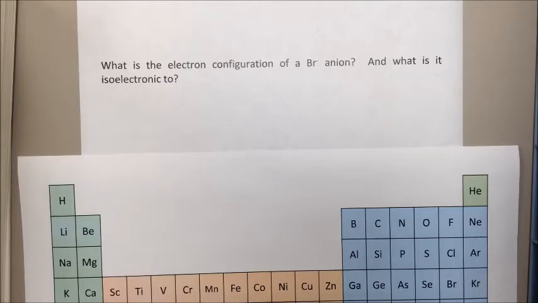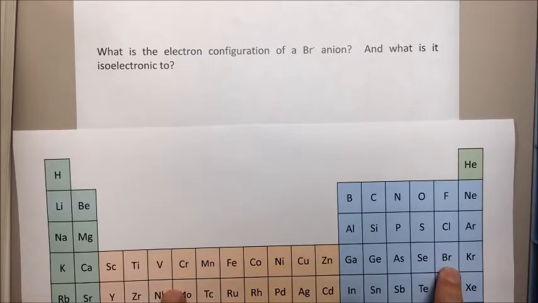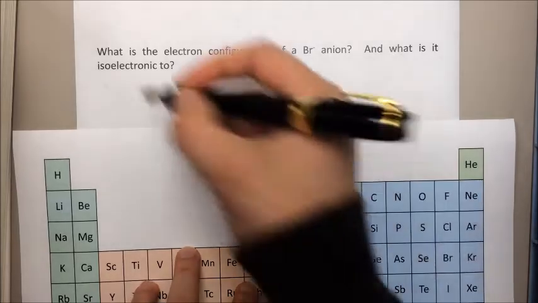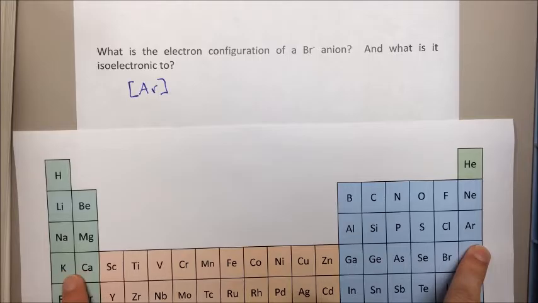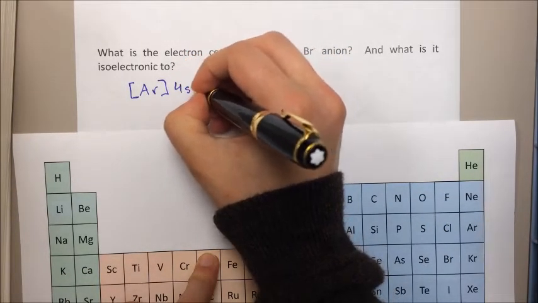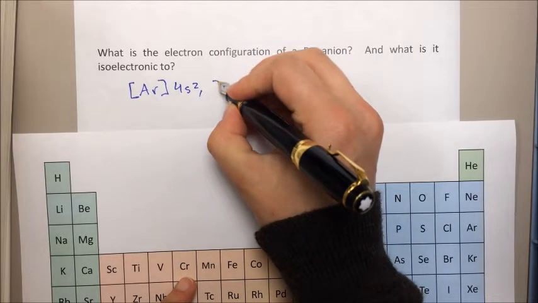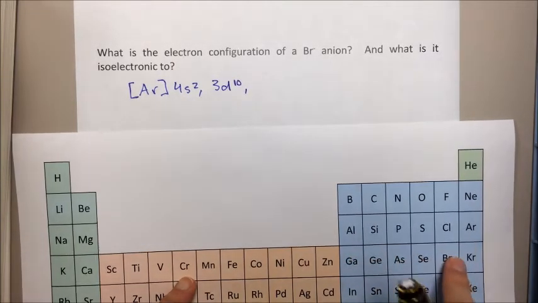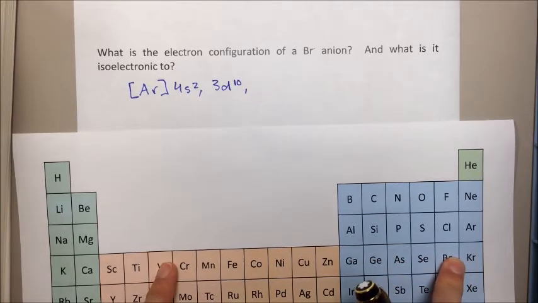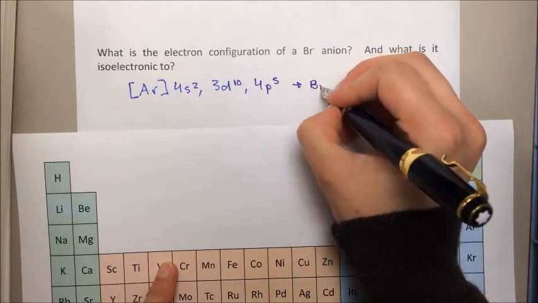To figure out an ion, the first thing you need to do is figure out the parent atom's electron configuration. So we've got bromine here. Let's go ahead and use the condensed format. Start from argon. Travel across, so we've got 4s2. Then we travel across the 3d orbital, 3d10. And then we get 1, 2, 3, 4, 5 electrons in to the 4p orbital. So 4p5. Now that is bromine.